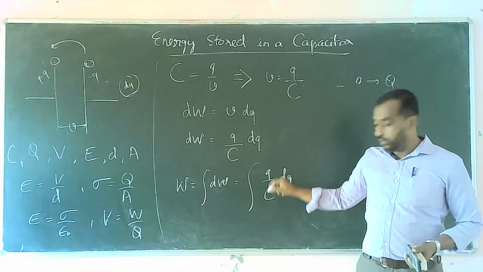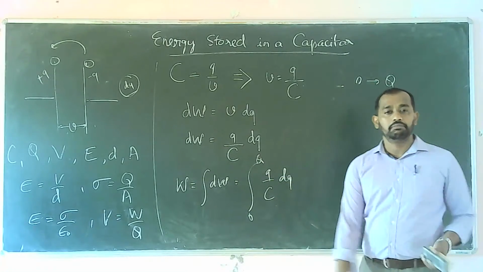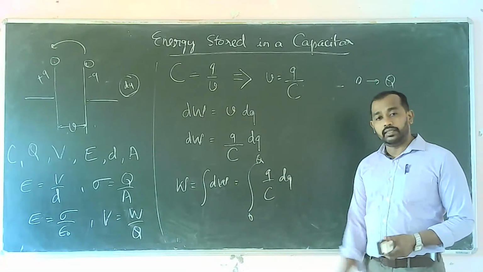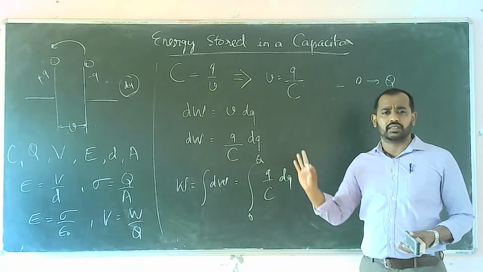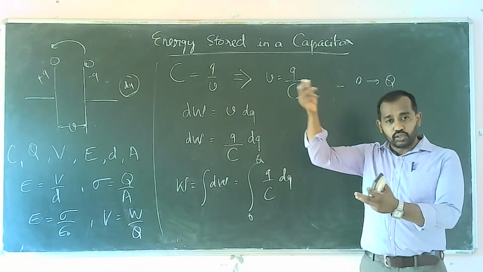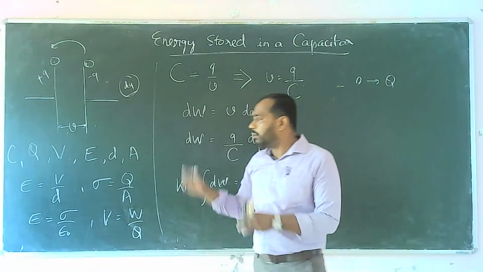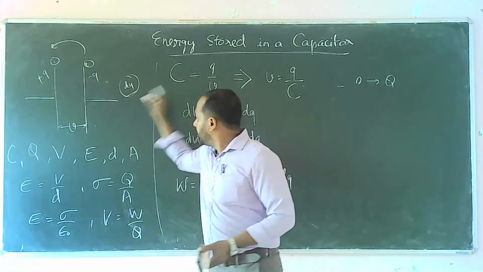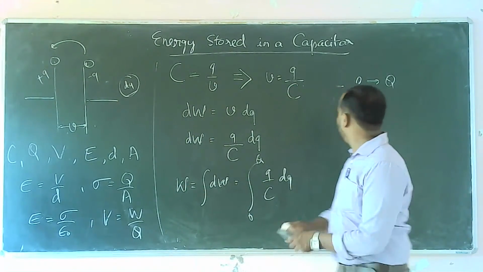Initial value of the q is 0. Final value of the small q is capital Q. So we are going to integrate this. And we, of course, know that C is a constant. It does not change. When Q increases, of course, V increases. But the ratio Q by V is always a constant, whatever may be the value. It is a constant. So if C is a constant, we can take it outside the integration sign.